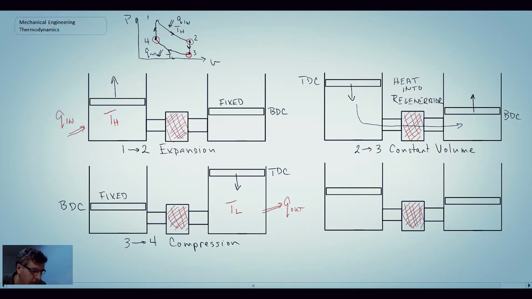And then the final step is 4 through 1. So if we look on our PV diagram, we're going from 4 up to 1. Again, this is another constant volume process where the gas will now come back through the regenerator, but now going in the other direction. So before I show which way the gas is going, I need to adjust my pistons to make sure that they're at the right locations.